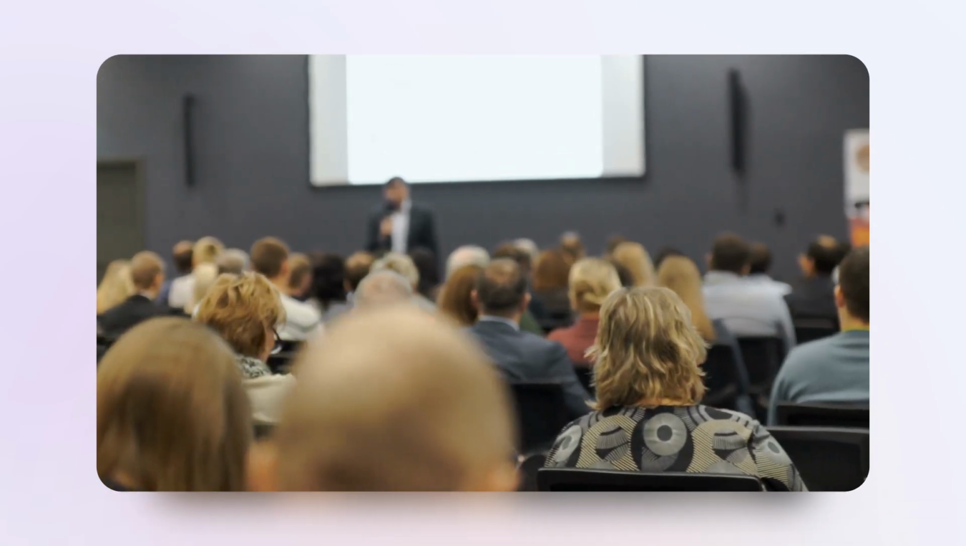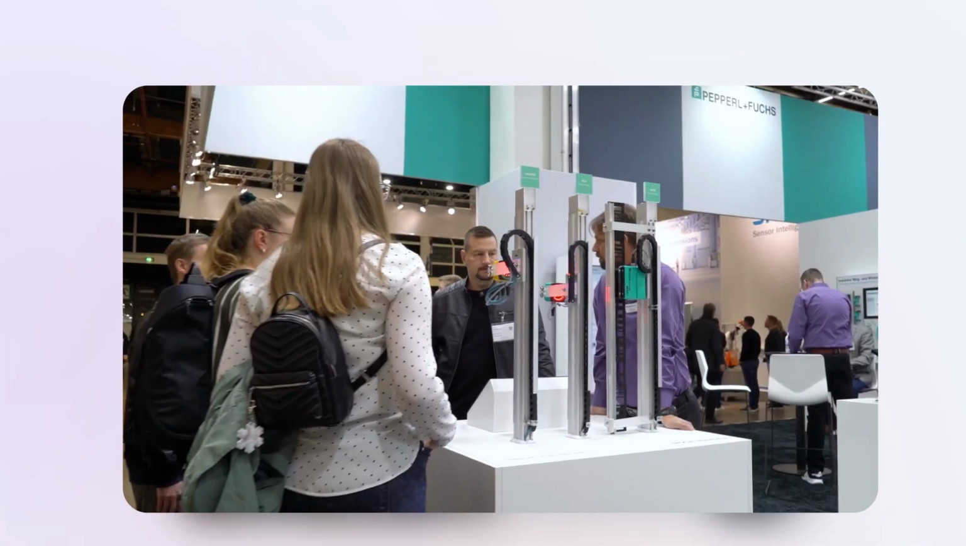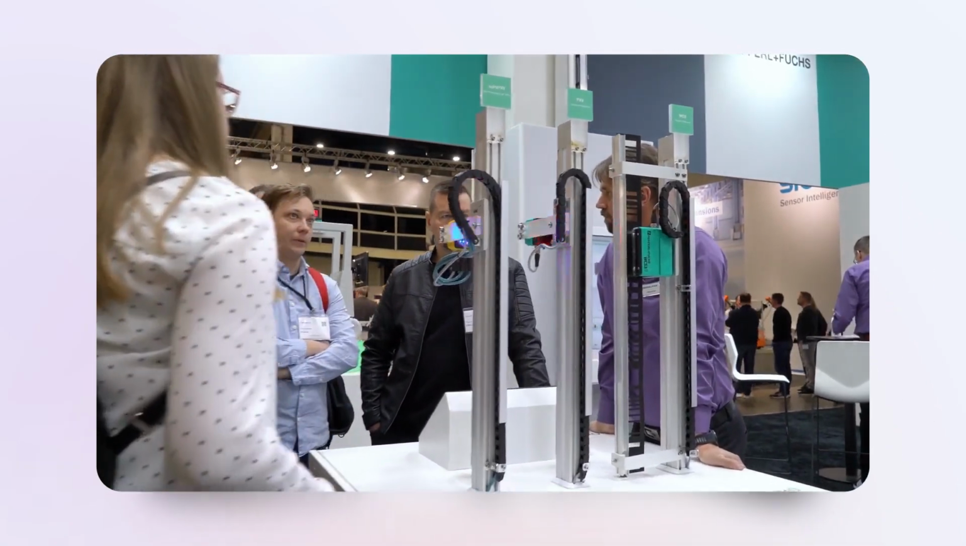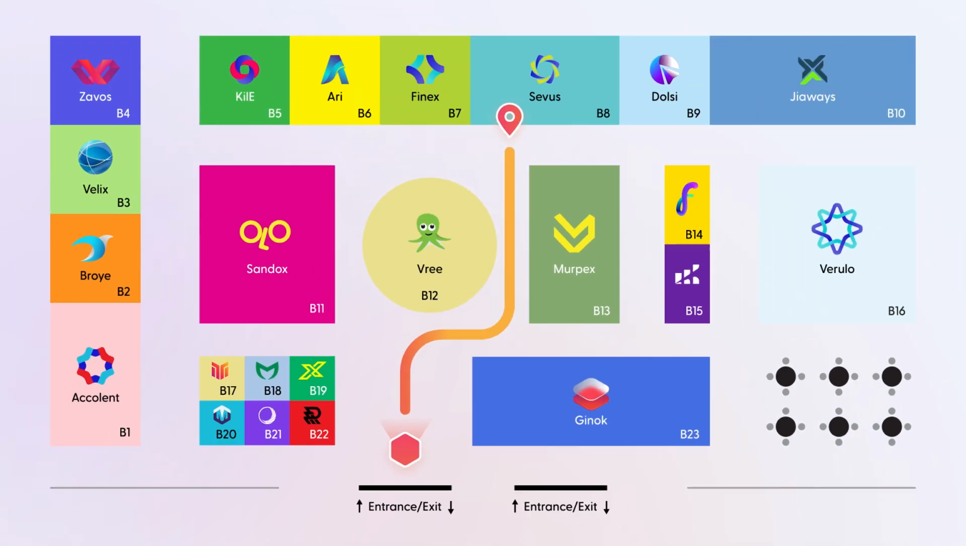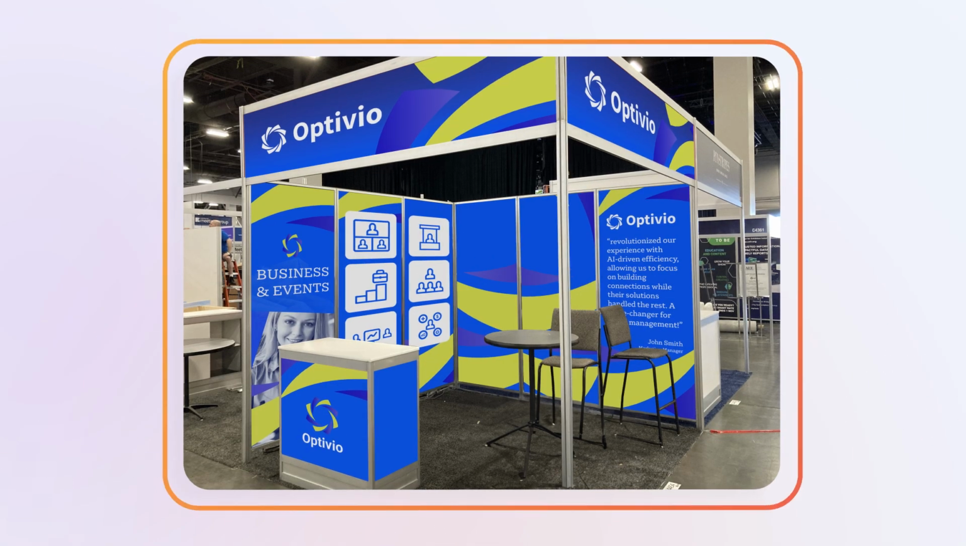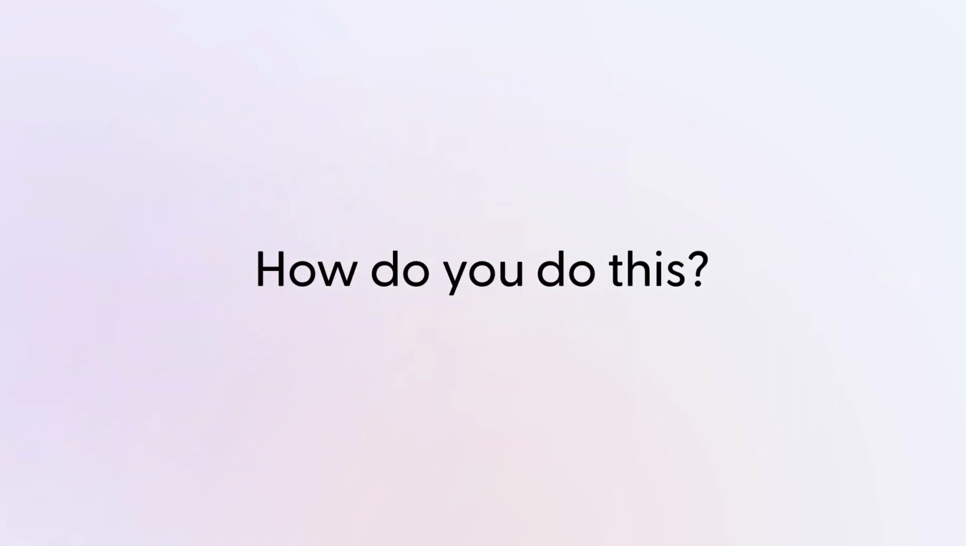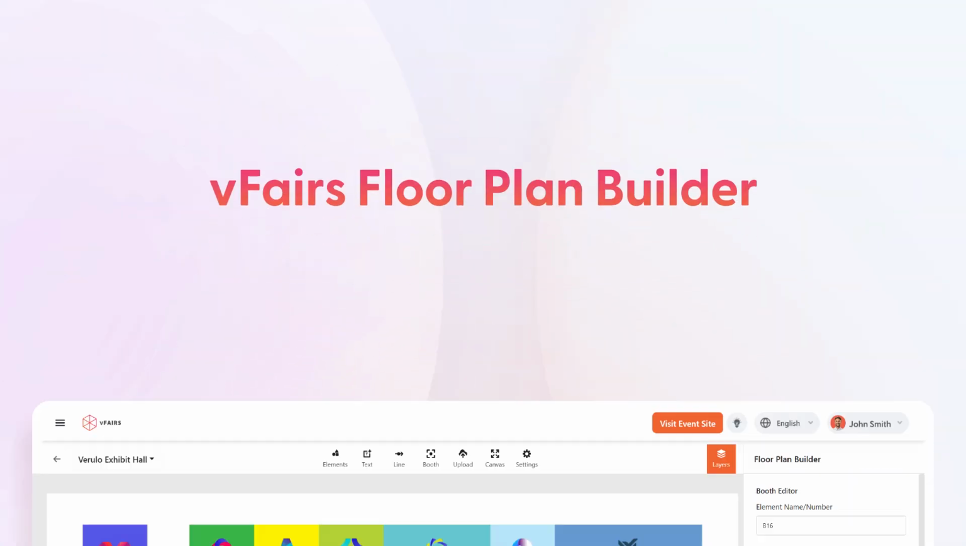Imagine this. You're running an in-person conference or trade show. You need a floor plan that helps your attendees navigate the event easily, but also enables exhibitors to buy booths on their own. How do you do this? Introducing vFairs Floor Plan Builder.